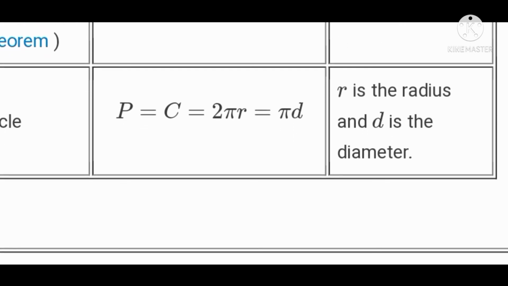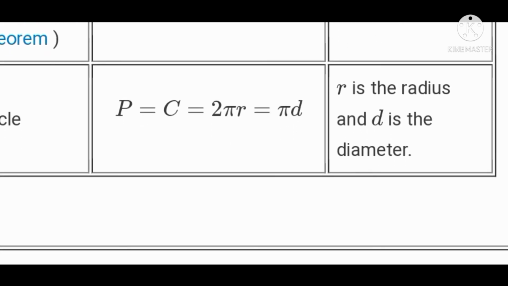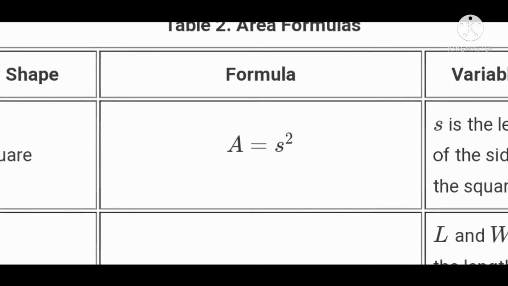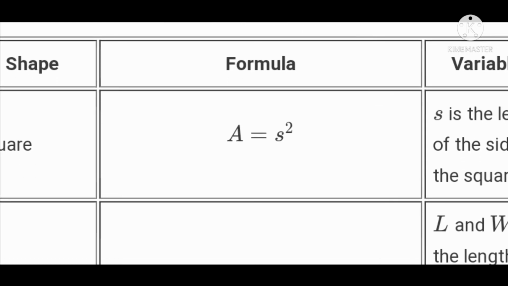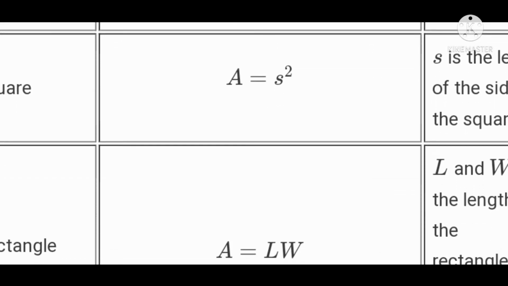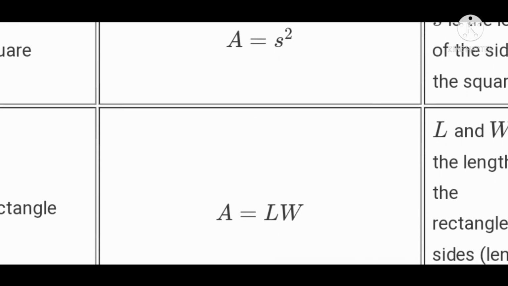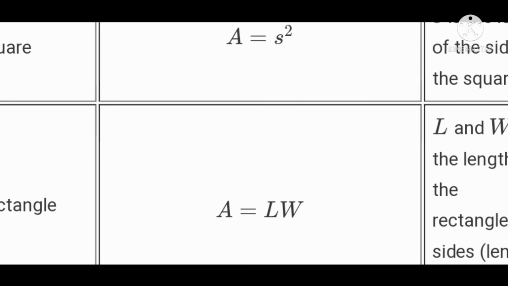When the shape is a circle, the formula is P equals C equals 2 pi r, or pi d. r is the radius and d is the diameter. Let us go to table 2, the area formulas. When the shape is a square, the formula of the area is A equals S squared, where S is the length of the side of the square.